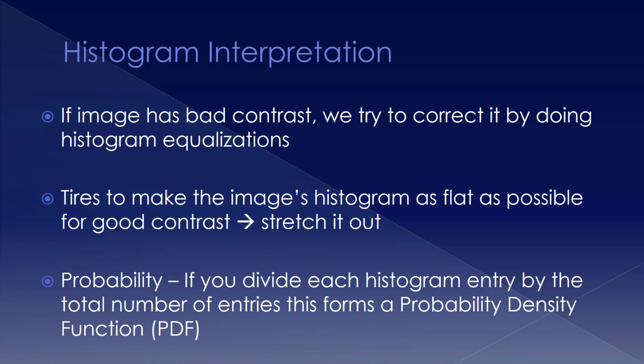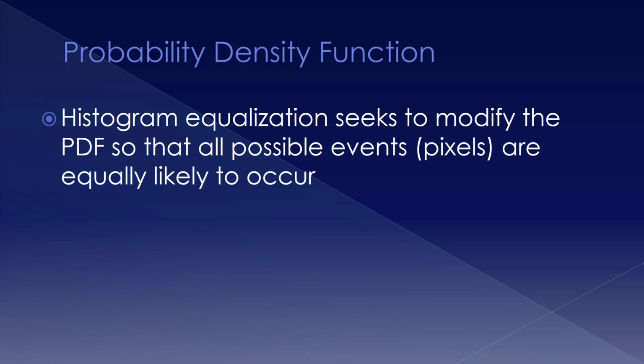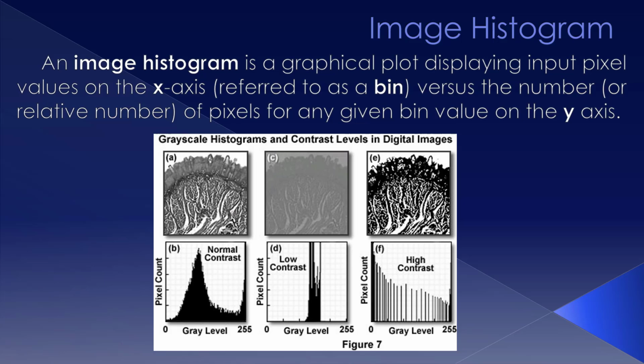If an image has bad contrast, we try to correct that by doing histogram equalization. We try to make the image's histogram as flat as possible for good contrast. In other words, we're stretching it out. So if you think about probability, if you divide each histogram entry by the total number of entries, this will give you a probability density function. Histogram equalization seeks to modify the PDF so that all possible events are equally likely to occur. So here is a pictorial representation of that concept.